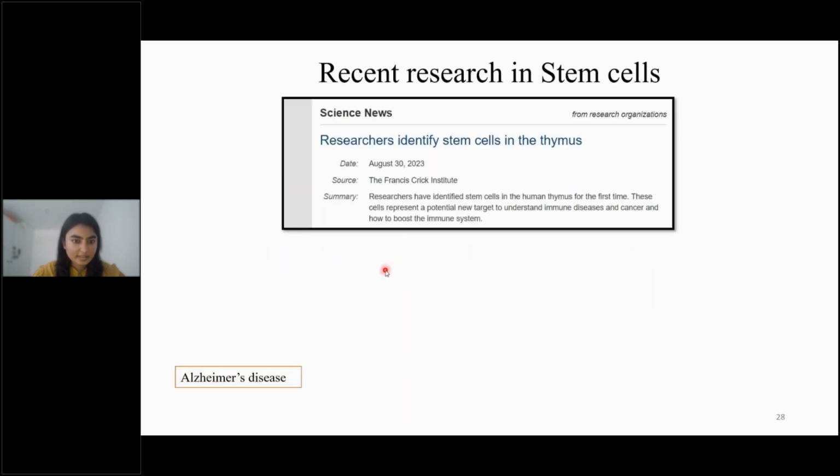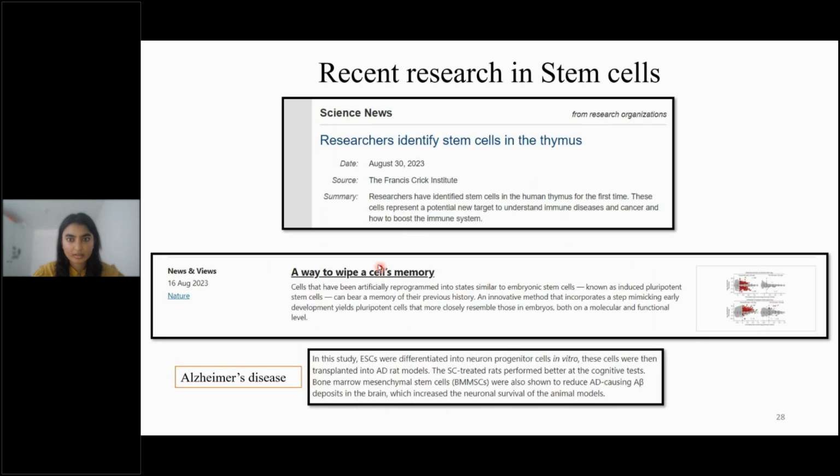Then this is some recent research which I found. It's just August 30, and I guess it's 2nd September today. On August 30, they found there are stem cells in our thymus gland, here near our throat. So they found that there are stem cells in the thymus as well, in humans.